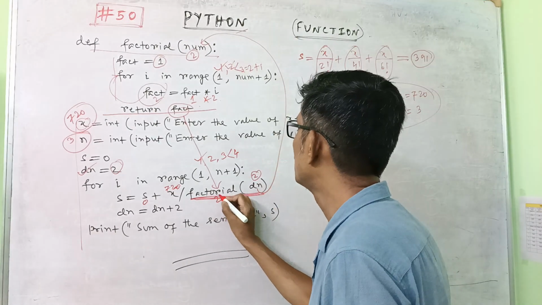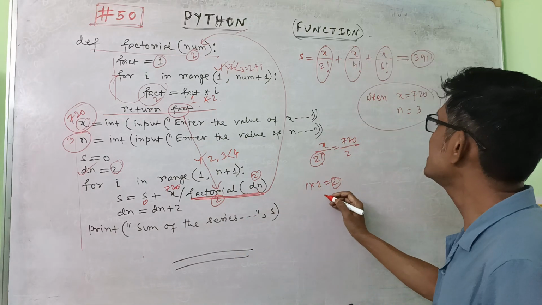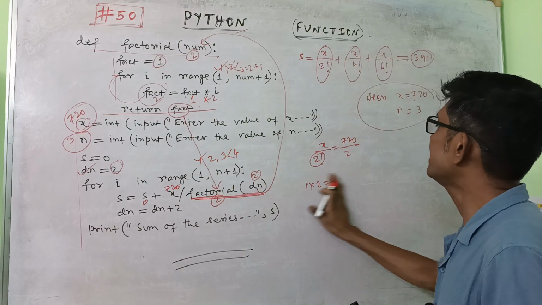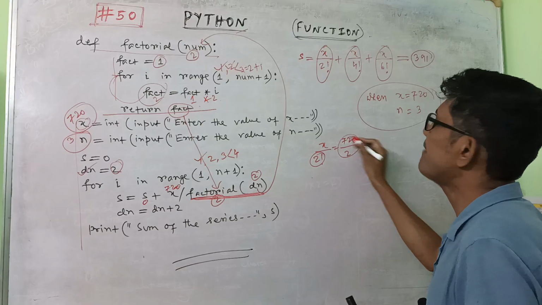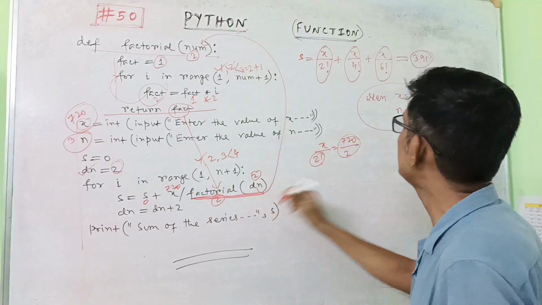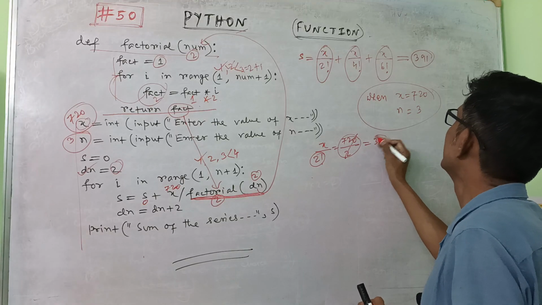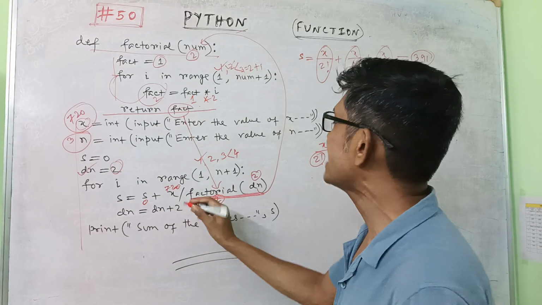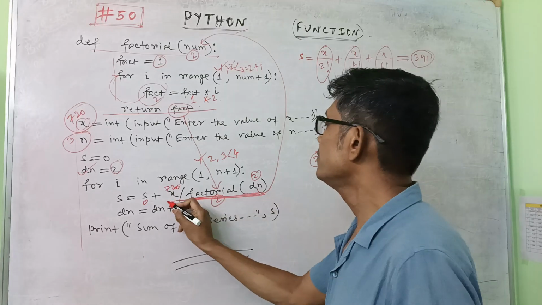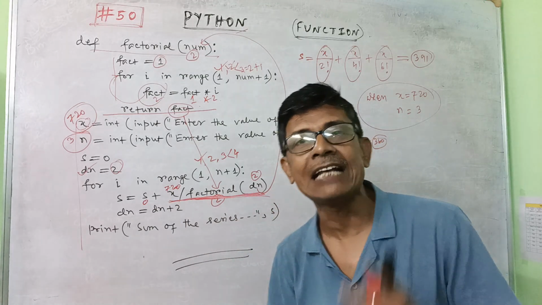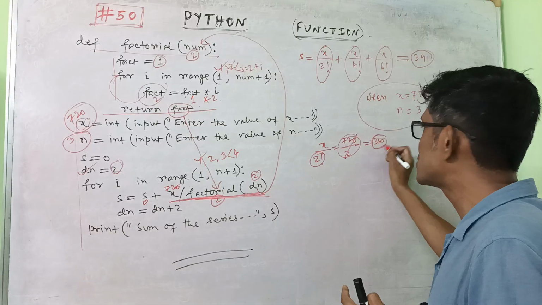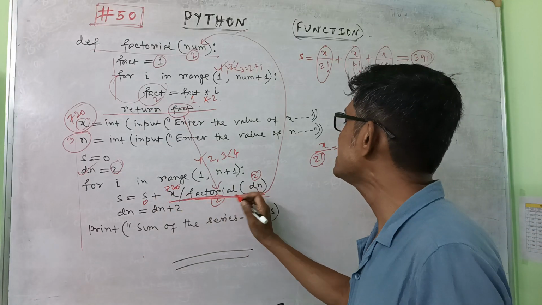So you can understand that this is 720 by 2. The calculated value of 720 by 2 will be 360. So 0 plus this complete section, this complete section will give you the calculated value 360. So 0 plus 360.